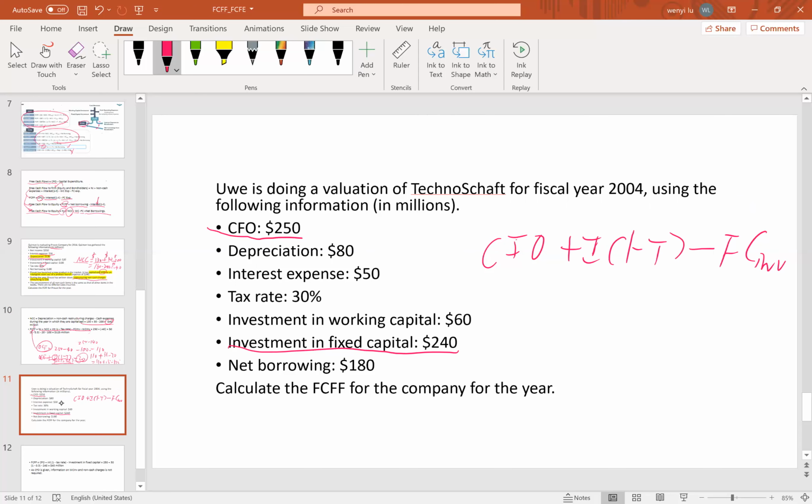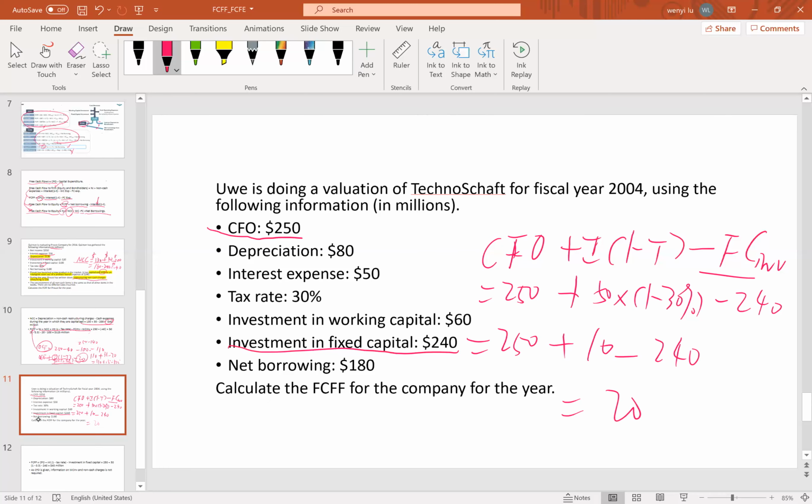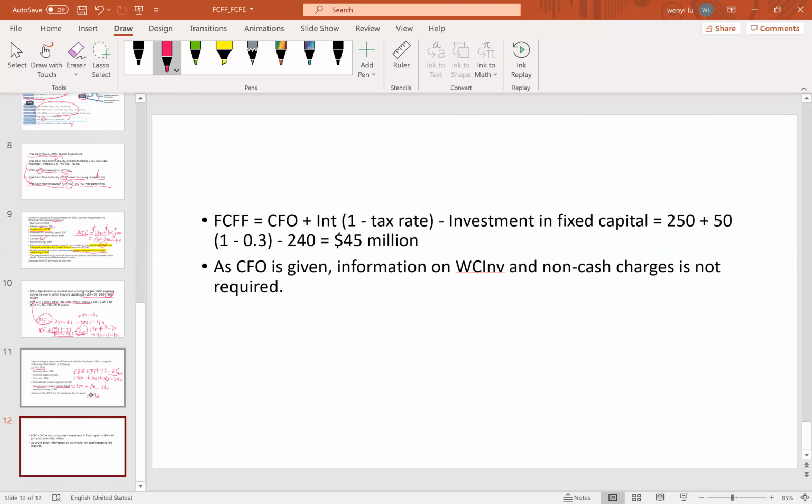So our cash flow from operations is 250 million, plus the interest expense, 50 times 1 minus t, where t is the tax rate, 30%, and minus fixed capital expenditures, 240. So 250 plus 50 times 0.2 will be 10, and then minus 240.